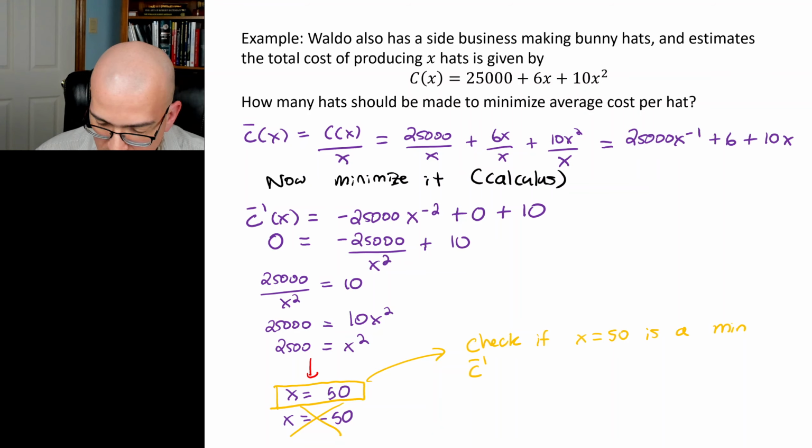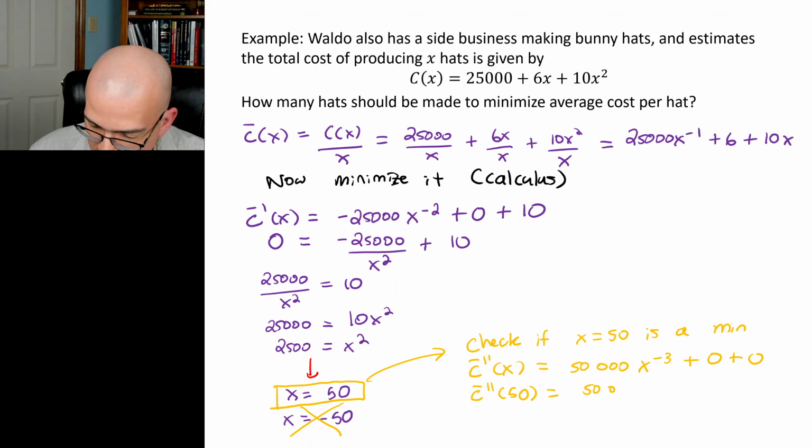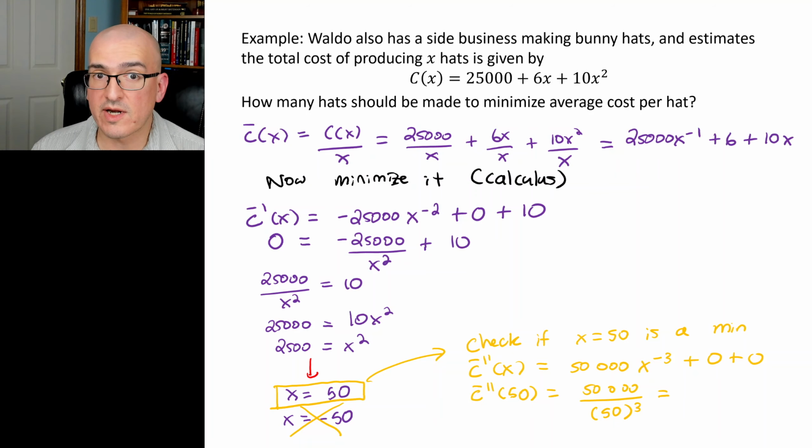So C bar double prime, we take the derivative of the derivative, we're going to get positive 50,000 x to the power of -3 plus 0 plus 0. I'm going to plug in 50, C bar double prime at 50, which is 50,000 divided by 50 to the power of 3. And I don't really feel like calculating that. All that I care about is that this is either a positive number or a negative number, because I want to know if it's concave up or concave down.